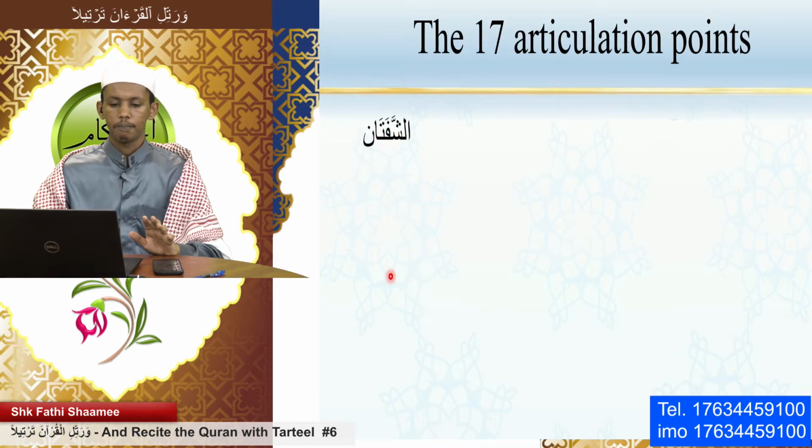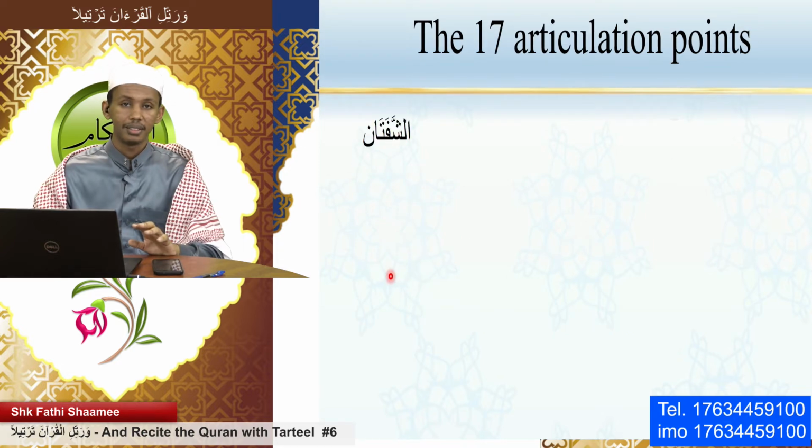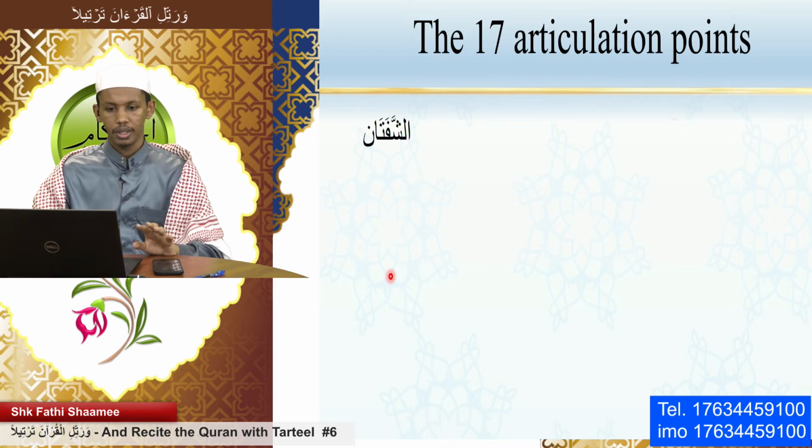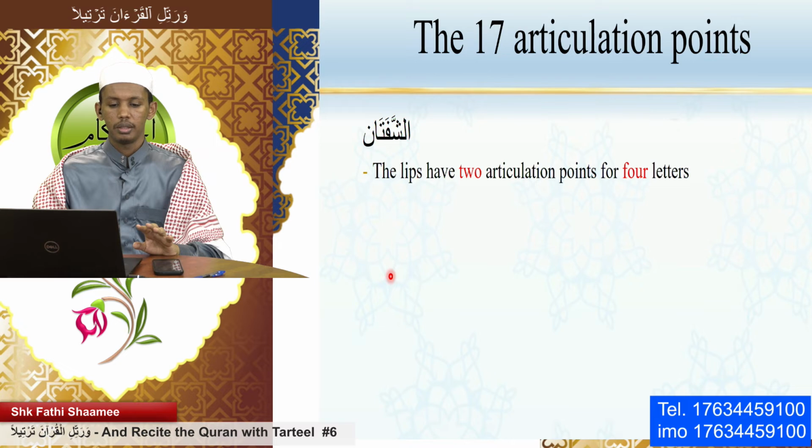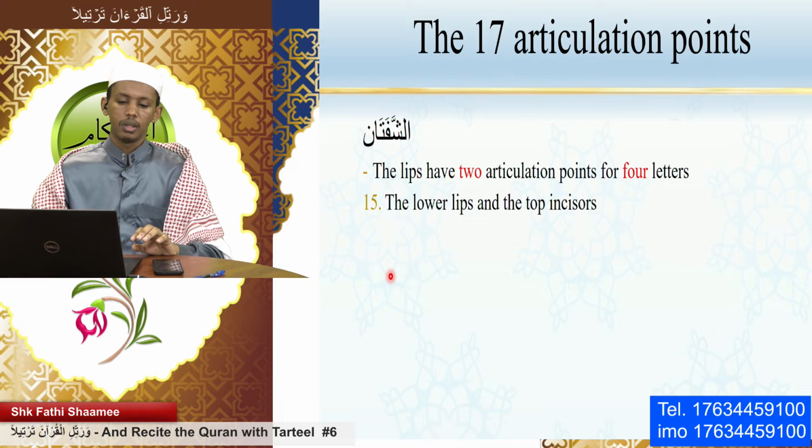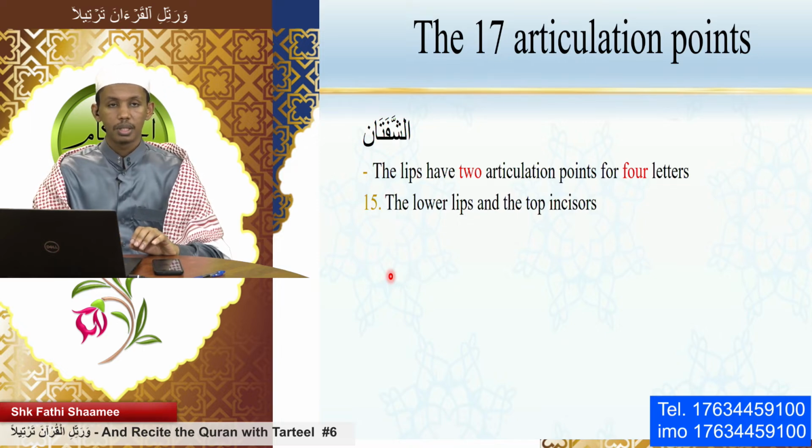Next is ash-shafatan. Ash-shafatan are the two lips. So the lips have two articulation points for 4 letters. So we have the lower lip and the top incisors.